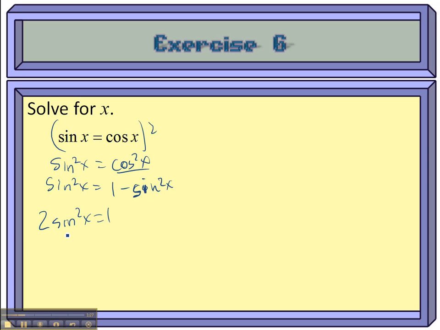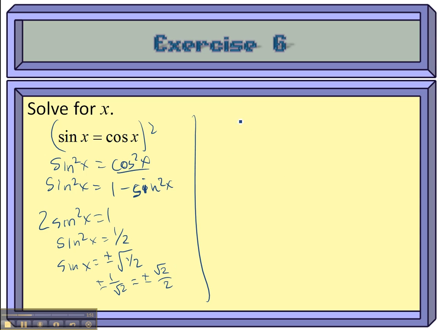Equals 1, divide by our 2, and then take the square root. So sine x should be equal to plus or minus the square root of a half, which is plus or minus 1 over the square root of 2. If you rationalize that, that's plus or minus root 2 over 2.